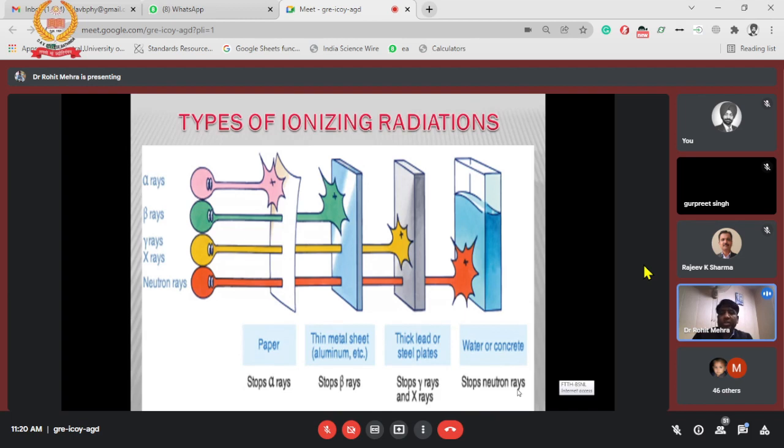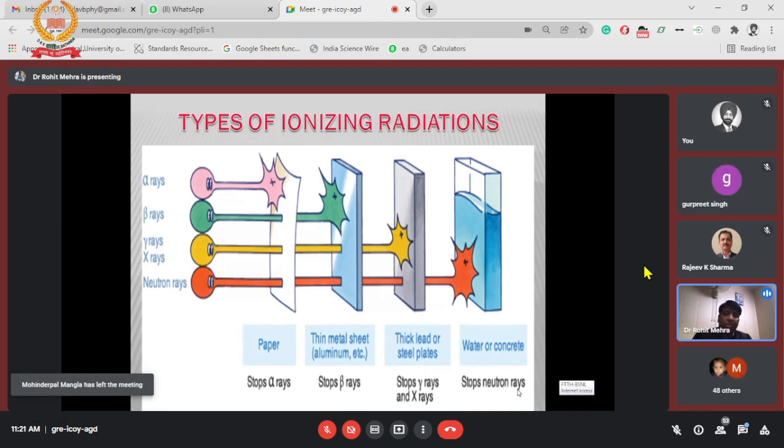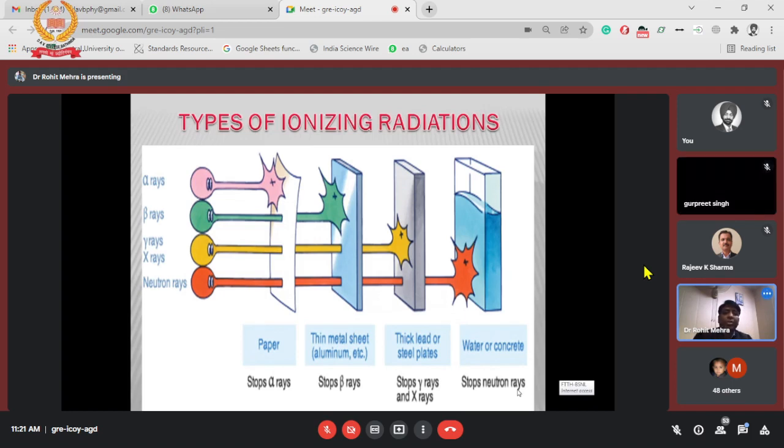And there is a very basic question, especially from the students: what is the difference between X-rays and gamma rays? They look very similar, even in terms of energy, even in terms of their effects on the body. But the basic difference which every science student should know is the difference in origin. X-rays originate from the electrons, or the electrons revolving, and gammas originate from nucleus transitions. So gammas originate from inside the nucleus, and X-rays originate from electron transitions across the orbits.